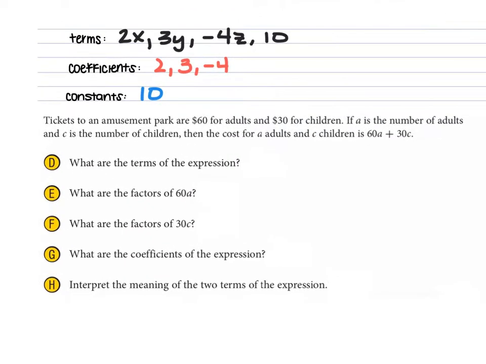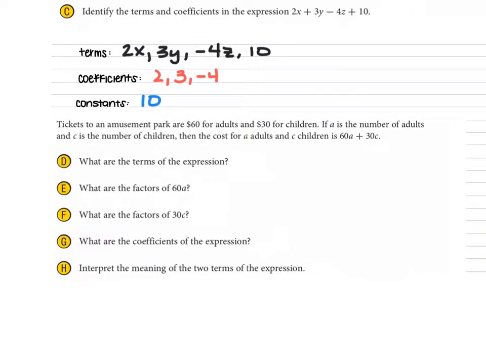If we look at the next example, it tells us that tickets to an amusement park are $60 for adults and $30 for children. If A is the number for adults and C is the number for children, then the cost for A adults and C children is 60A plus 30C. What are the terms of the expression? So we have a 60A and a 30C.